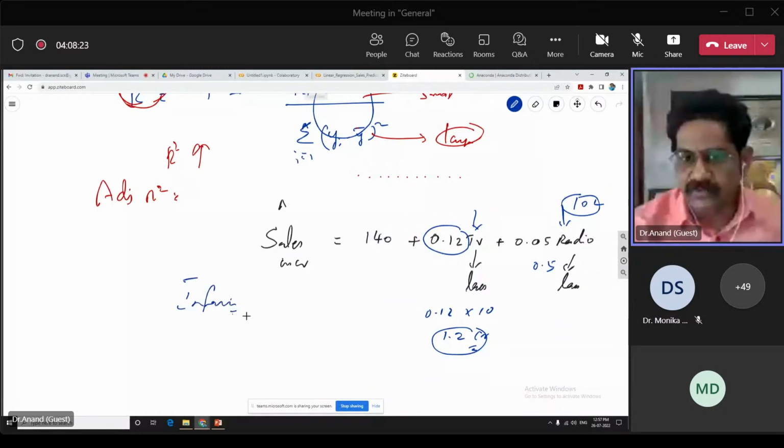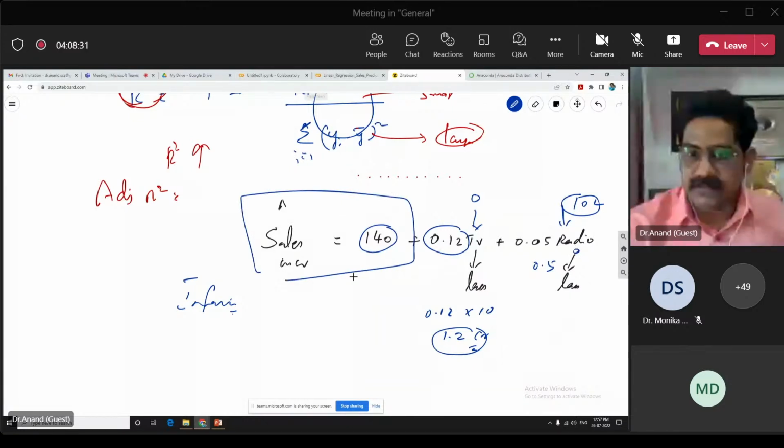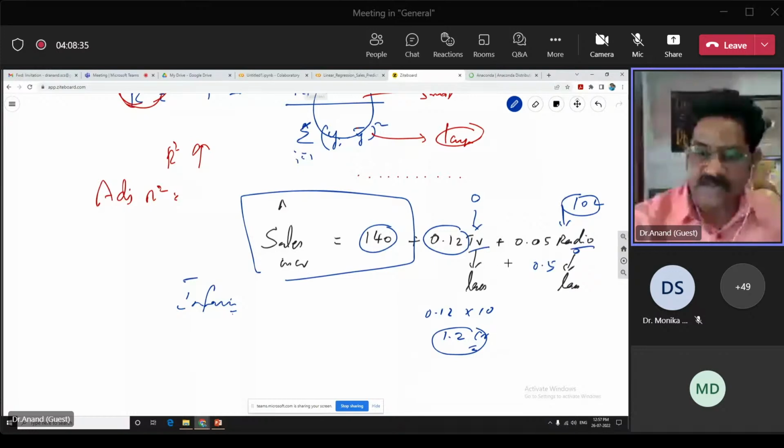What is the meaning of this 140? Even if I make a zero investment on the TV and zero investment on the radio, on average, my sales figure will be 140 crores, independent of your TV and radio investment. So the strength of a linear regressor model is explainability.